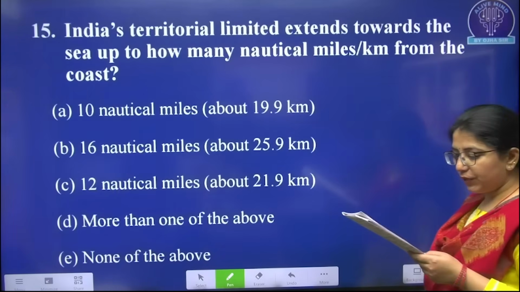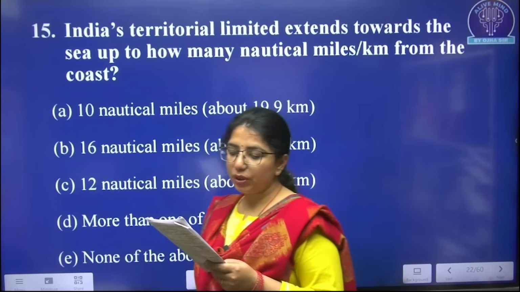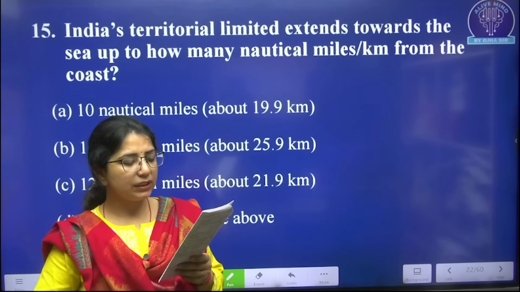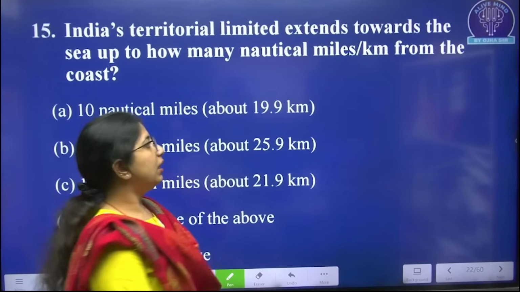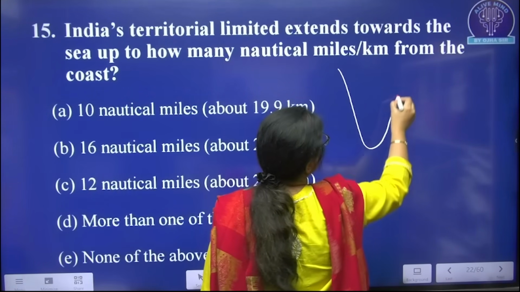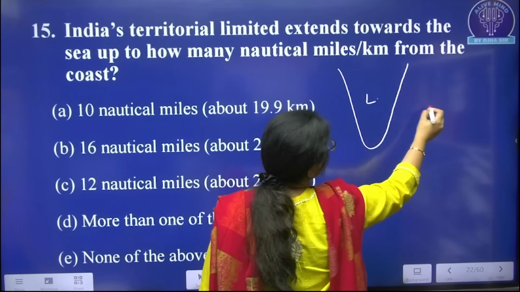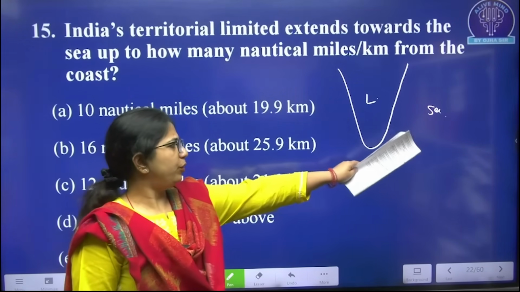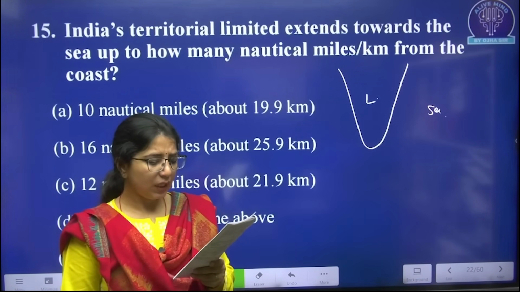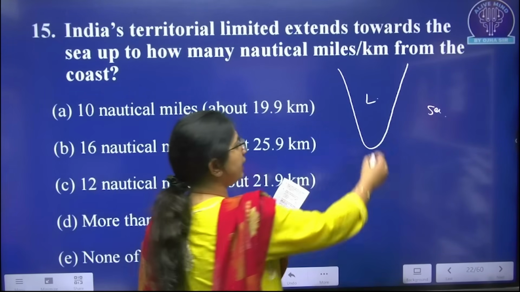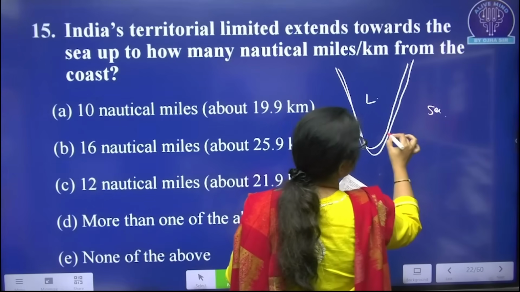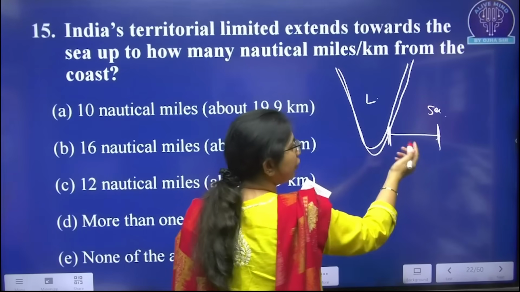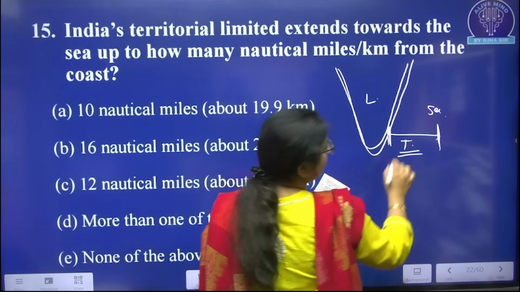Then is question number 15. India's territorial limit extends towards the sea up to how many? This is the land area, this is the sea area or the oceans you can say, the Bay of Bengal and Arabian Sea. They have asked, this is the Indian territory, how many kilometers into the sea do we have, which we call our territorial space.